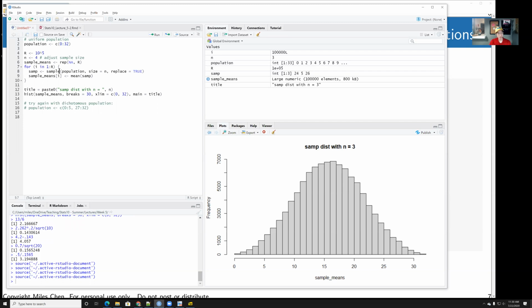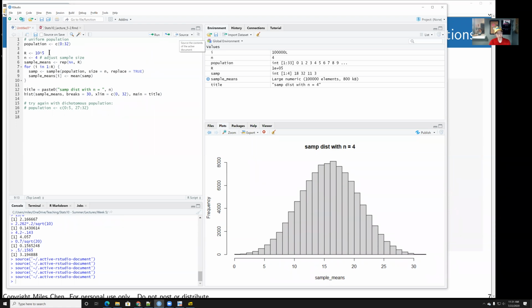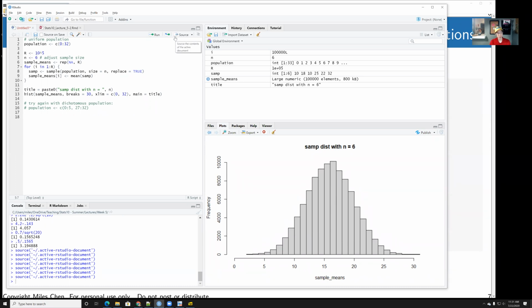So again, each time I'm generating a sampling distribution. I'm taking a sample from the population, each sample has size n, and we're sampling with replacement because I only have 33 numbers in the population. We calculate the mean of whatever sample I've drawn and store it in this vector, sample means. Here is a sampling distribution with n equal to 4. Here it is with n equal to 5. And we'll do 6 and 7. And what do we notice happening?